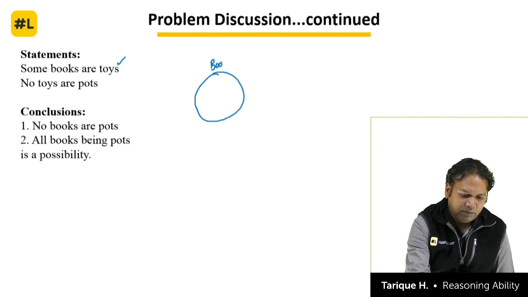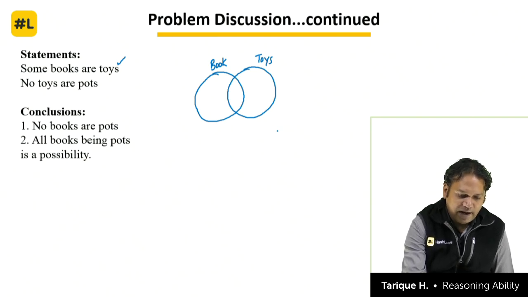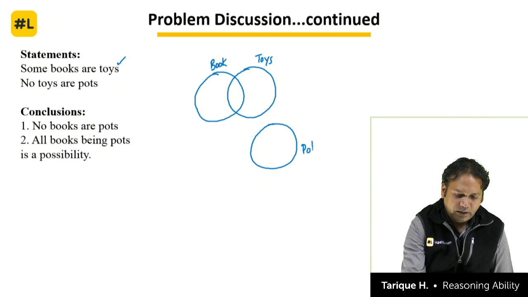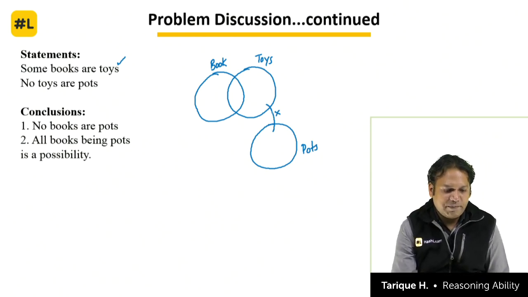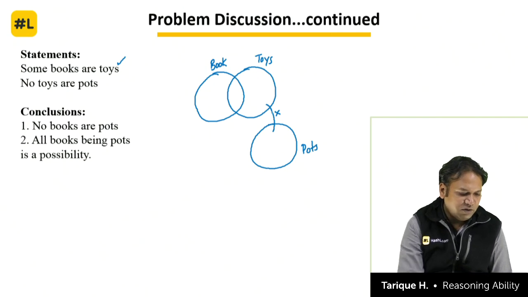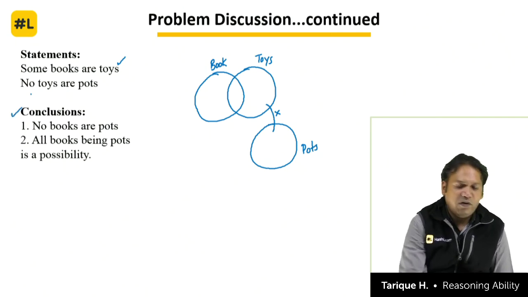So this is book, some books are toys. This is toys. No toys are pots. So this will be pots, and we can make a link here and say no. That means toys and pots will never overlap. Now the question is, which of the following conclusions will follow logically?